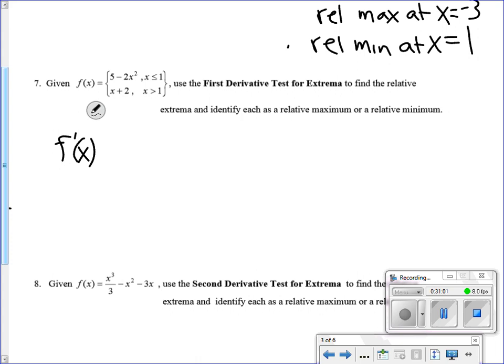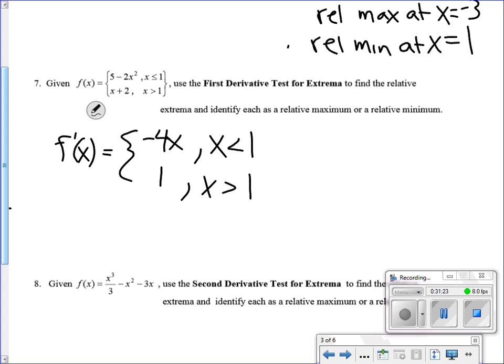So we know it's continuous at 1. But when we get the derivative of each branch, the derivative of the first branch is negative 4x. And that's going to be the derivative when x is less than 1. Again, we don't know if the derivative exists at 1, we have to check, so don't include the 1. The derivative of the other branch is 1.